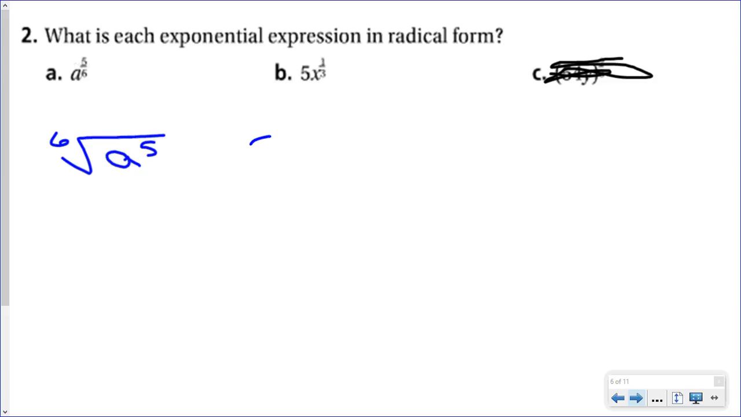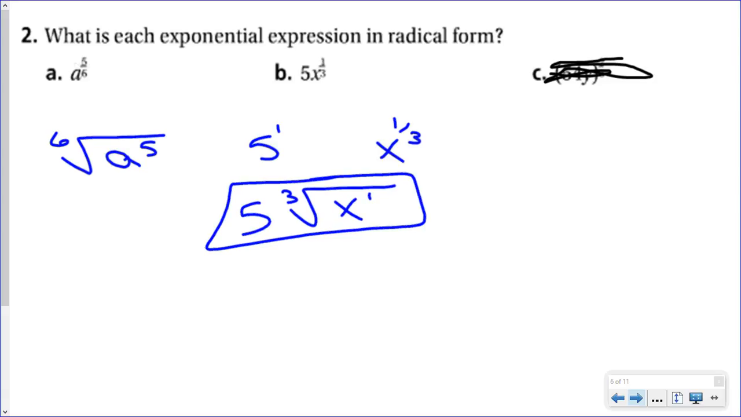On this next one, the 5 has its very own power of 1, and the x has its power of 1/3. So because the 5 has a power of 1, that's just done. You don't have to worry about that. But the x does go inside the radical. The x has a power of 1. The index number is 3. Now put the 5 out front, and there's your final answer.